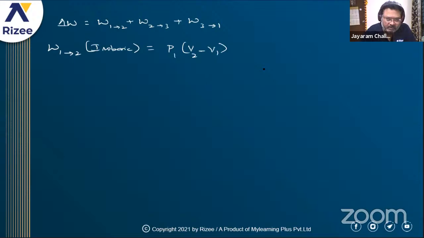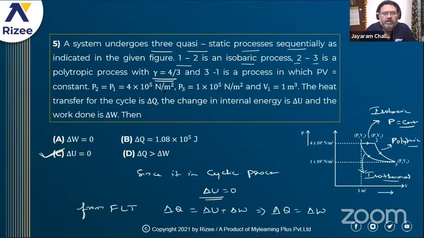So this is your first one. What is your P1 value and into the V2 minus V1? Let me substitute here. P1 is equal to 4 into 10 to the power of 5. And the volume, which is V1 and V2. So V1 he has given, we don't have the V2.